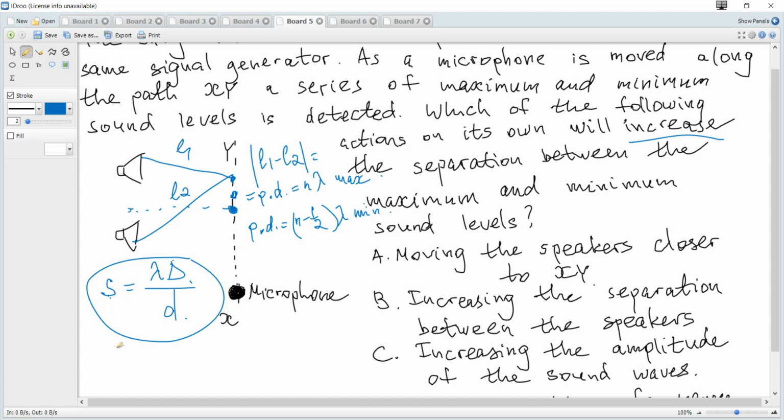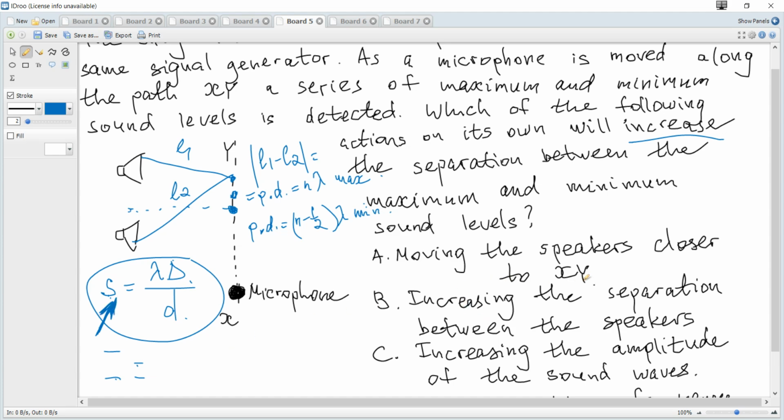as it's the distance between two consecutive maxima or minima, the distance between a maximum and a minimum will be just a half of this value, and it will be directly proportional to lambda and the distance to the screen, and inversely proportional to the distance between sources. And we need this to increase.